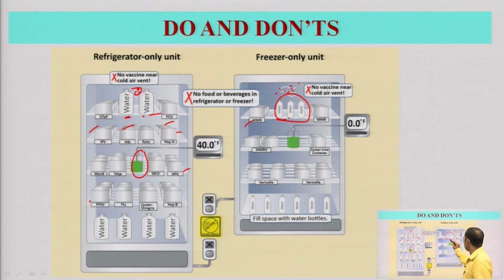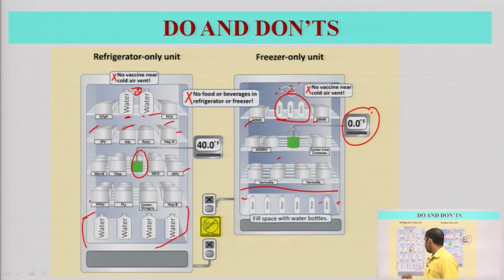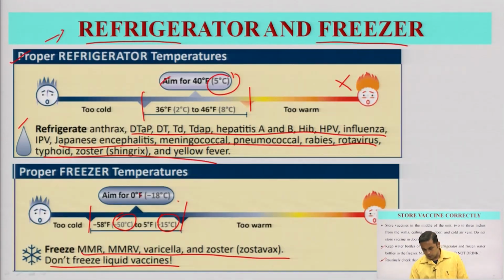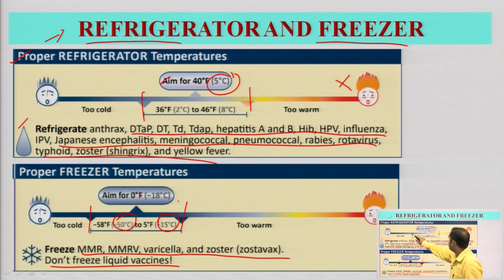For example, for these kinds of diseases, MMR and others, you need 0 degree Fahrenheit. Okay. At the bottom also there is no cooling or cold air vent, that is why we have also placed water, you can see. Okay. Basically, you are trying to maintain the temperature. The temperature window, whatever I was showing you here, could be maintained. Okay.